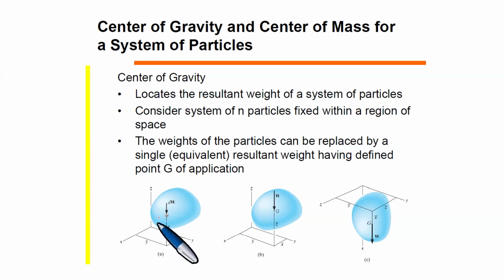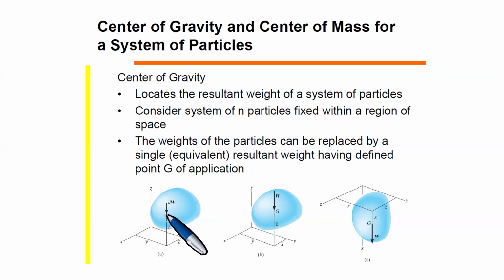And similarly for the z-axis, which is the perpendicular axis, the small dW, the weight of this particle, is obviously a weight that's downwards, by definition of weight. And now, this is just a sample particle, because the weight of the particles can be replaced by a single equivalent resultant weight, having defined point G.